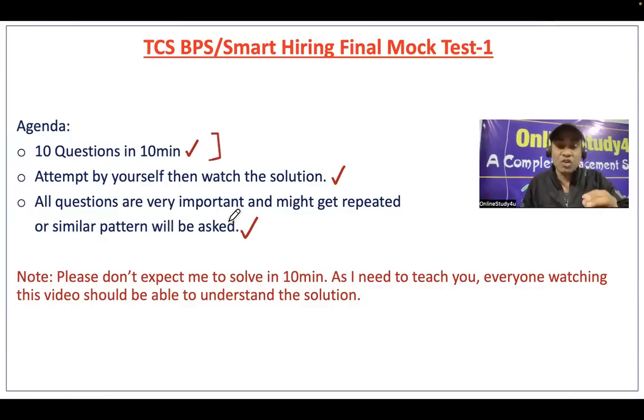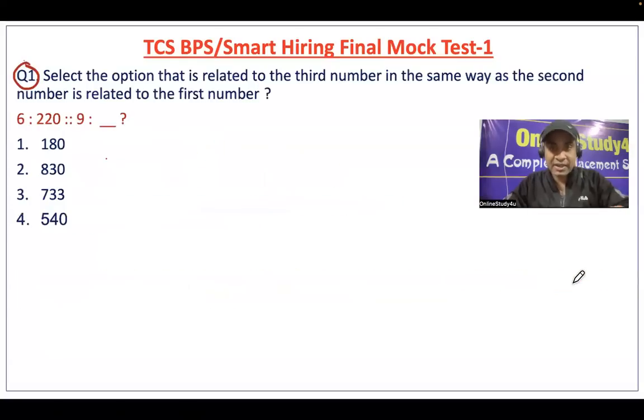As I mentioned, you will be getting 10 minutes for 10 questions, but for me it will take more time because I need to teach you, and everyone watching this video should be able to understand the solution. So I need to teach from the basics and that too in detail. So do watch the video till the end. The class is going to be very interesting.